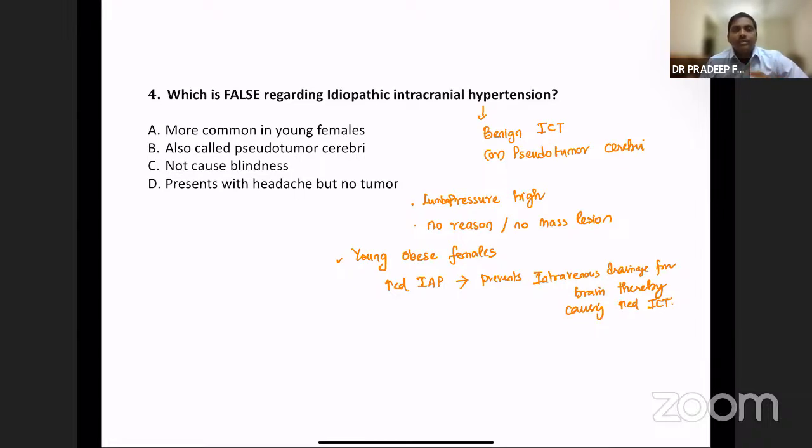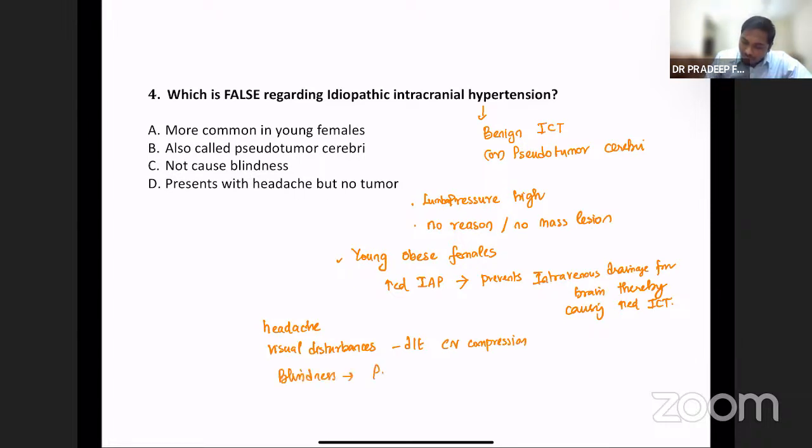If this intracranial hypertension is not treated, they commonly present with headache, visual disturbances, and more commonly blindness can also happen. Visual disturbances is due to the cranial nerve compression because of the increased intracranial tension. And finally, blindness can happen when there is papilledema.